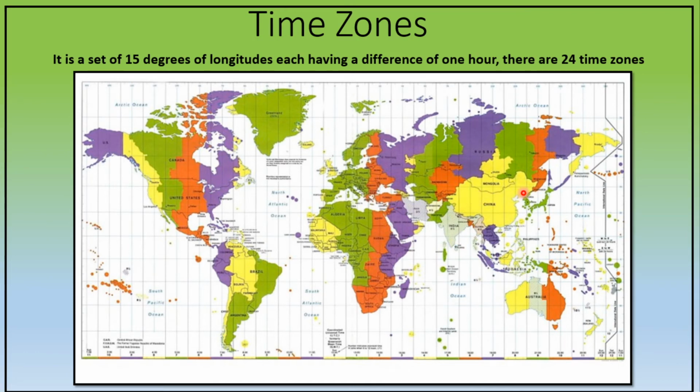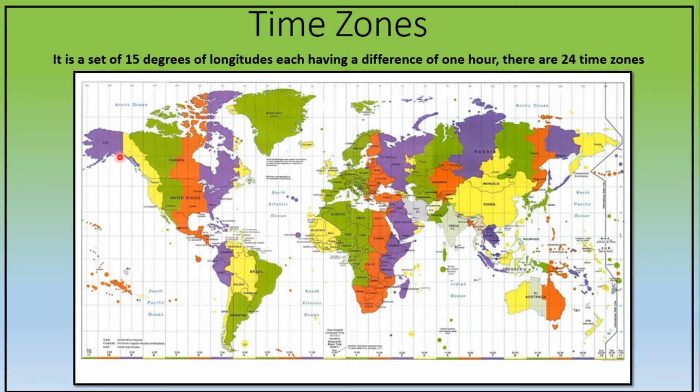Similarly, China also follows one time zone. And what is the reason? Because most of the population of China is in the east. Most of the west is a barren, hilly, mountainous region, and very few people live there. However, there are countries which have more than one time zone because they are very large longitudinally.